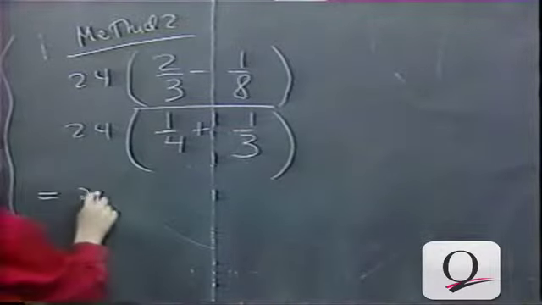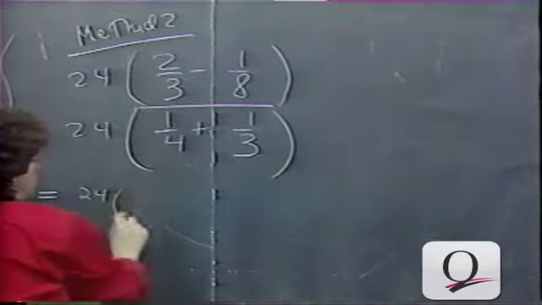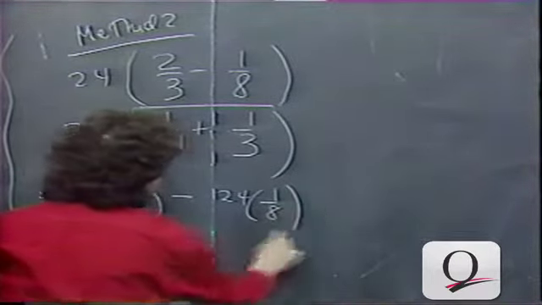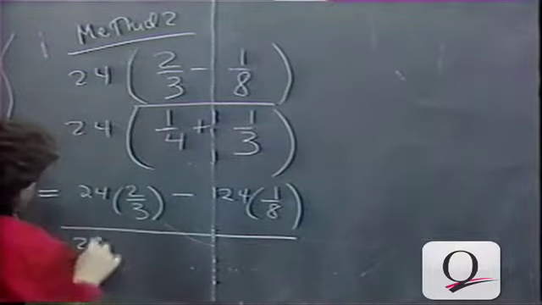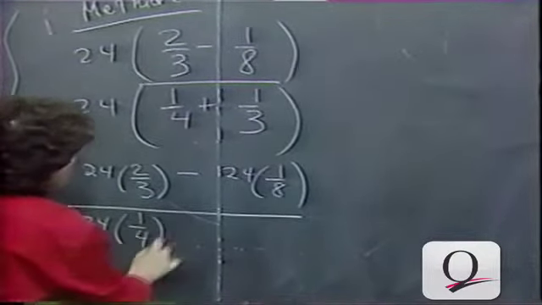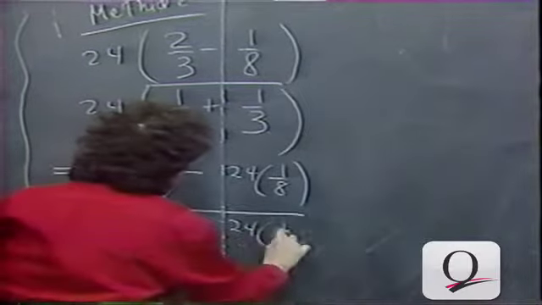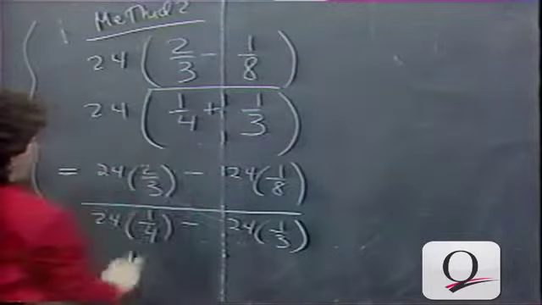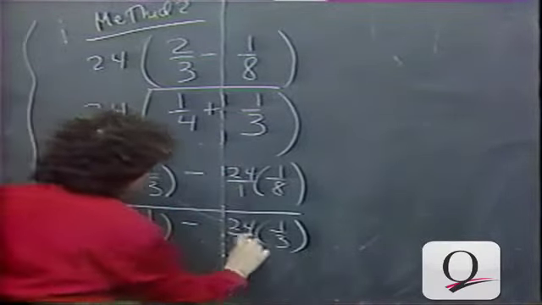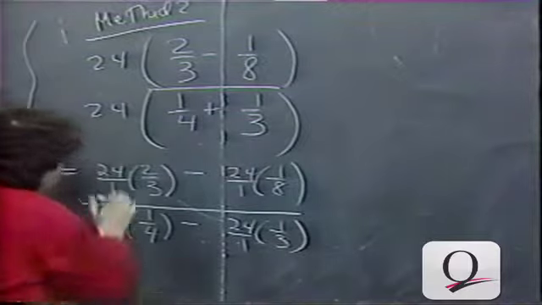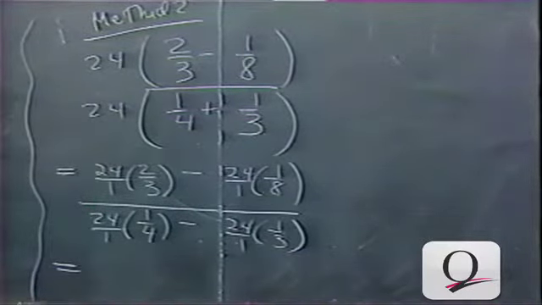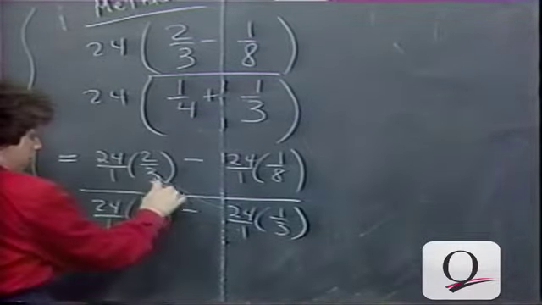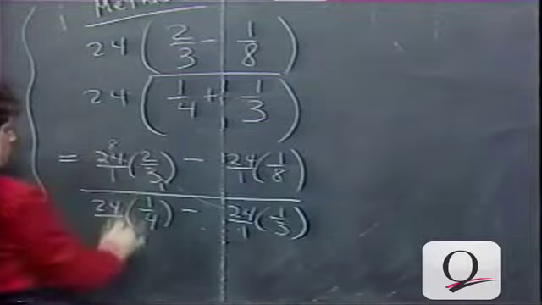So it'll be 24, don't forget to distribute it, 24 times 2/3 minus 24 times 1/8 over 24 times 1/4 minus 24 times 1/3. To distribute 24 through the top parentheses and the bottom. 24, of course, is 24 over 1. So we have, in this case, 4 multiplications of fractions to contend with, but each one will result in an integer answer. Okay? 3 divided by 3 gives you 1. 24 divided by 3 gives you 8.